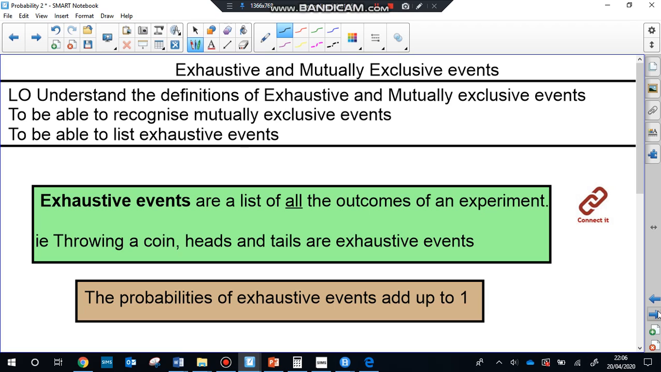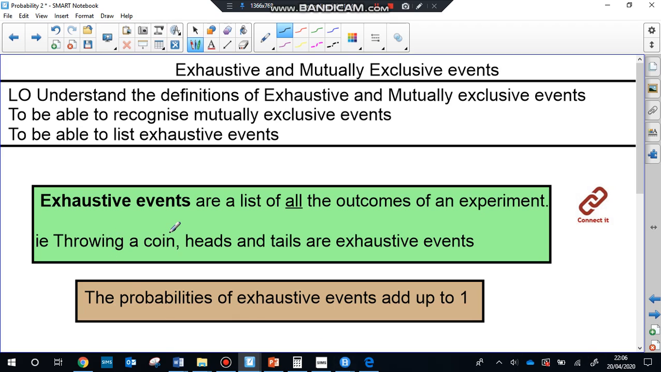So we're going to move on, and we've got some new words to learn, some keywords. So the title is Exhaustive and Mutually Exclusive Events. So what we're going to look at, we're going to try and understand the definitions of those two keywords, okay? And then we're going to be able to recognise when events are mutually exclusive and be able to list exhaustive events. And we're going to look a little bit about the probabilities as well. So let's look at some definitions.